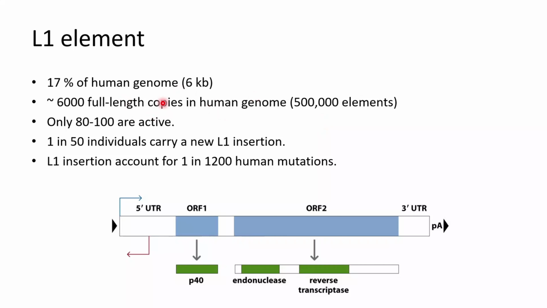Should have asked it in the exam. Maria, yes. Maybe they can only go so far, so they only jump across. Very good point, but no. Yes, Gabriel. It says there are only 80 to 100 that are active, so maybe it's not all 6,000 that are jumping around. It doesn't look like that much.